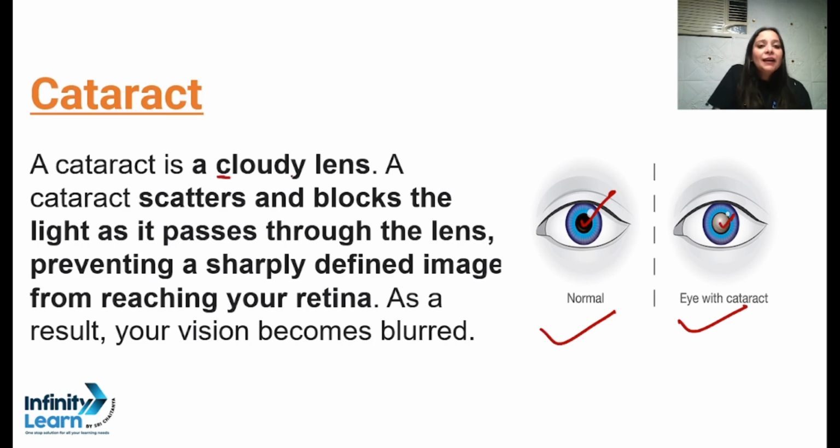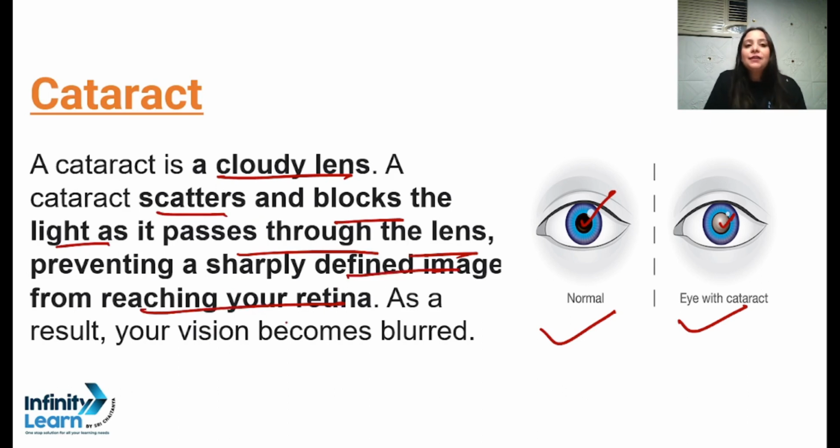So cataract is a cloudy lens. Basically, it's a defect where the lens becomes cloudy. So a cataract scatters and blocks the light as it passes through the lens, preventing a sharply defined image from reaching our retina. As a result, the vision becomes blurred. Right? So in cataract, a hazy layer is formed on the lens, right? Which actually blocks the passage of the light through the lens.